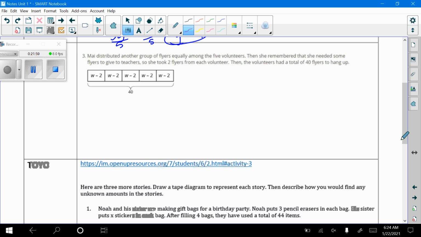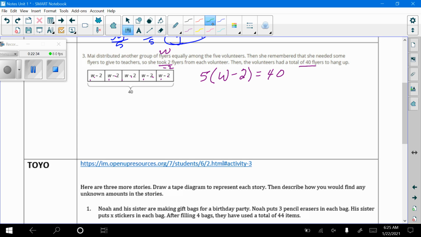The next one: she distributed a group of flyers among the 5 volunteers. So again, we have 3, 4, 5. Okay, we have 5 groupings, so she let that be W. And then she remembered that she needed some to give to the teacher. So she took 2 flyers, that's minus 2, from each of the volunteers. They had a total of 40 flyers. So 1, 2, 3, 4, 5 of the exact same thing. So I could say 5 of W minus 2 is equal to 40.